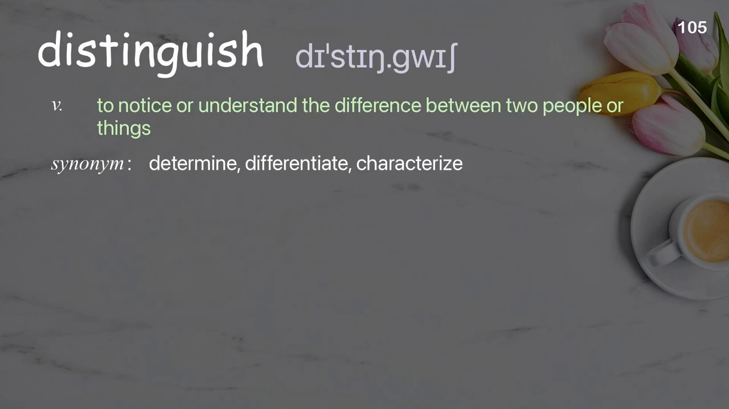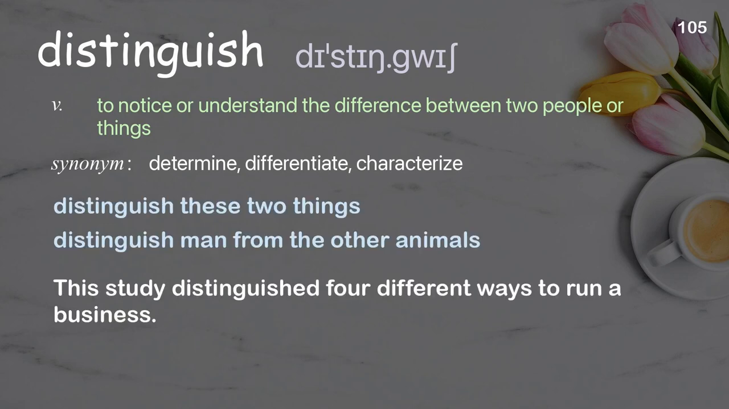Distinguish. To notice or understand the difference between two people or things. Examples: distinguish these two things. Distinguish man from the other animals. This study distinguished four different ways to run a business.